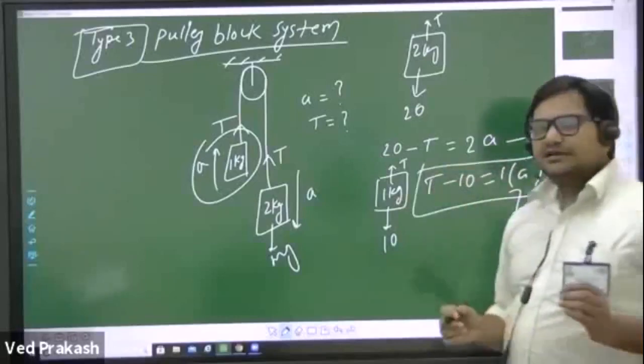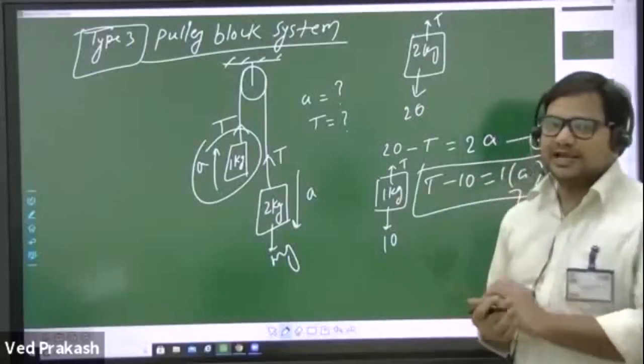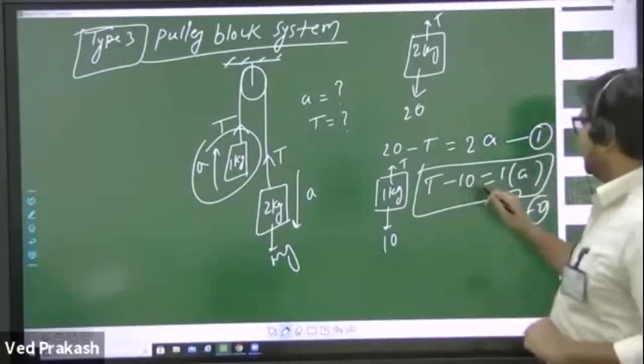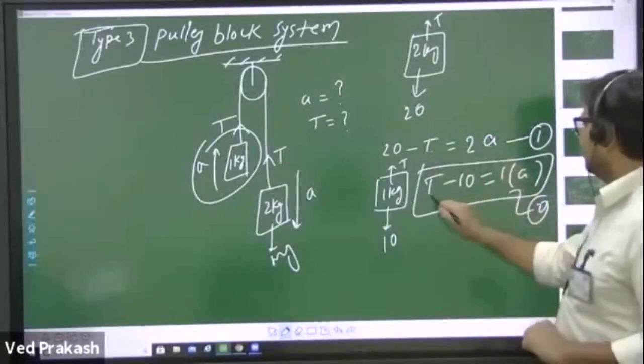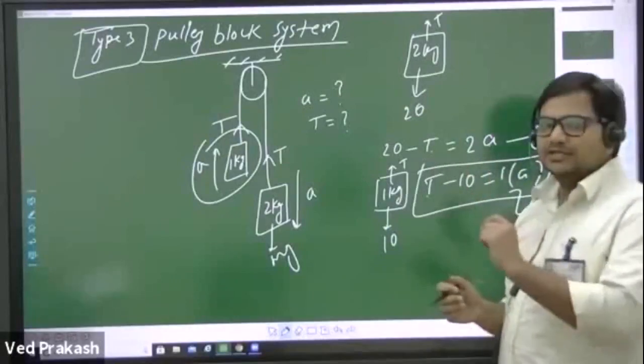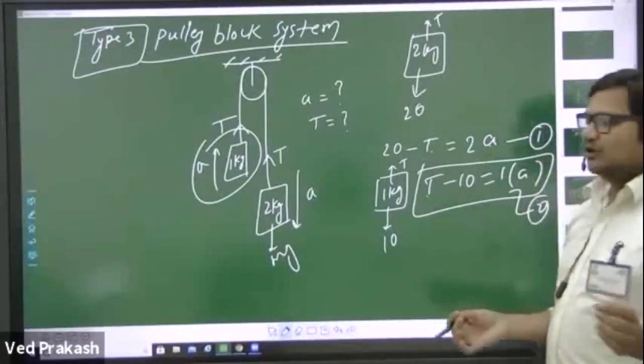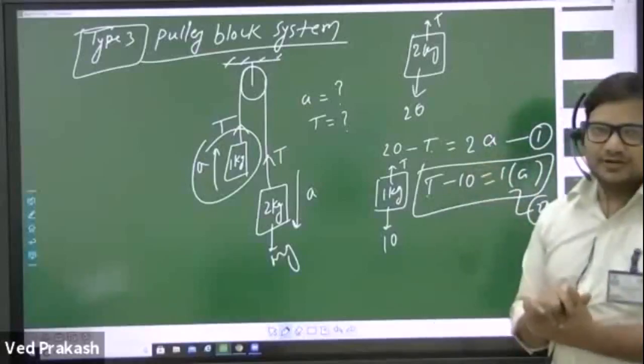As you can see here, there are only 2 variables and we also have 2 equations. The variables are T and A here, and here also T and A. So we have 2 variables and 2 equations. So we can easily solve these 2 equations and get the values of T and A.